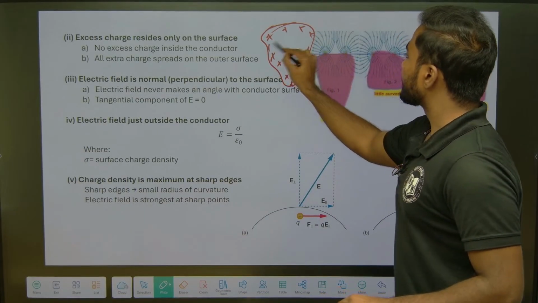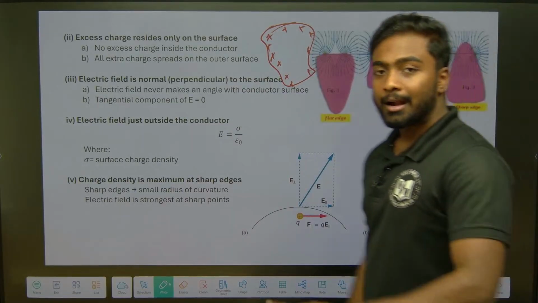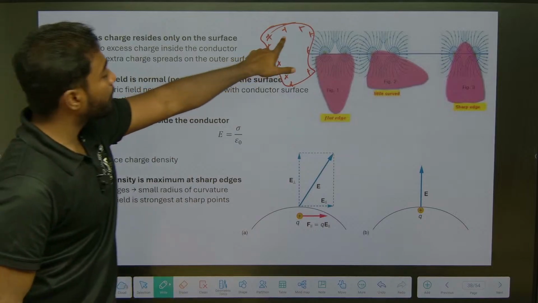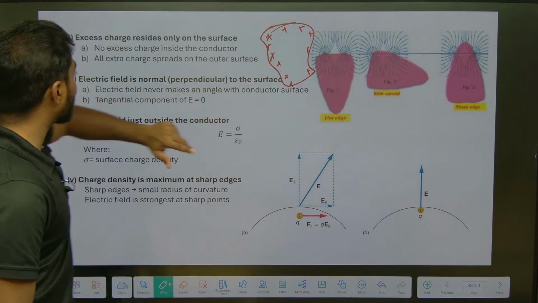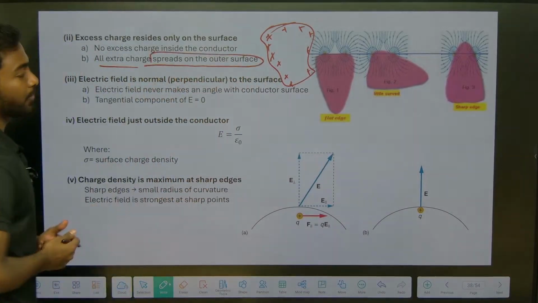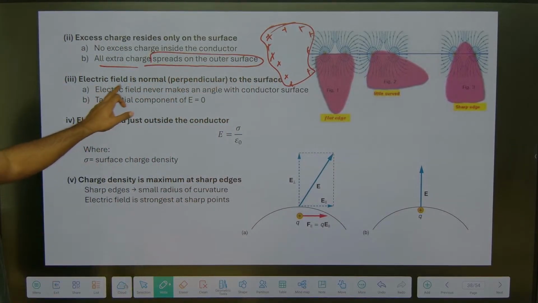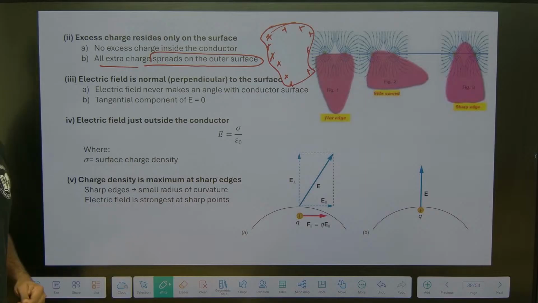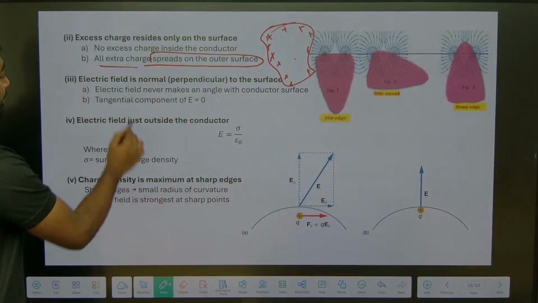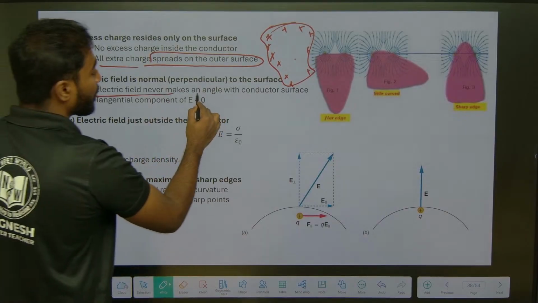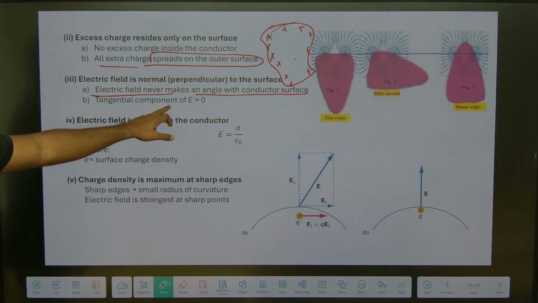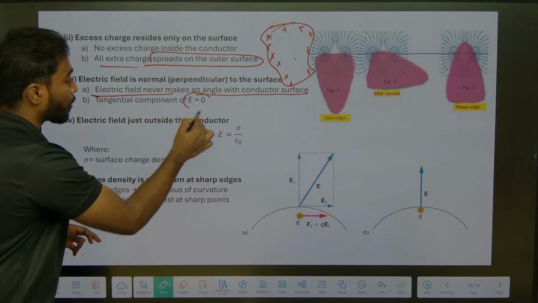Present at the surface only. Okay, no excess charge inside the conductor, so there won't be any excess charge inside the conductor. All extra charge spreads over the outer surface. So electric field is normal to the surface. Electric field is always normal to the surface, and it never makes an angle with the conductor surface, right? So the tangential component of electric field is always 0.